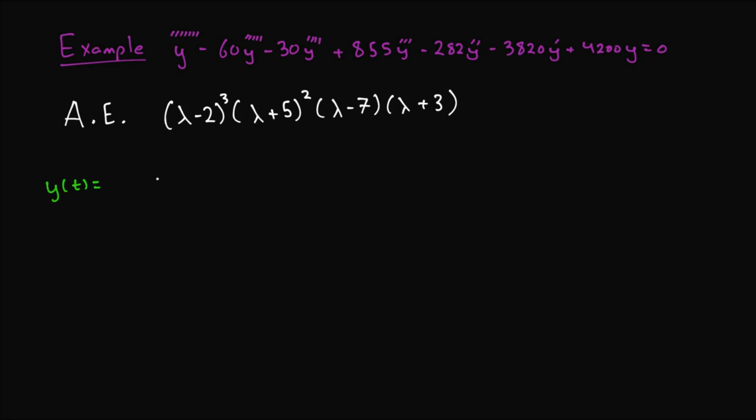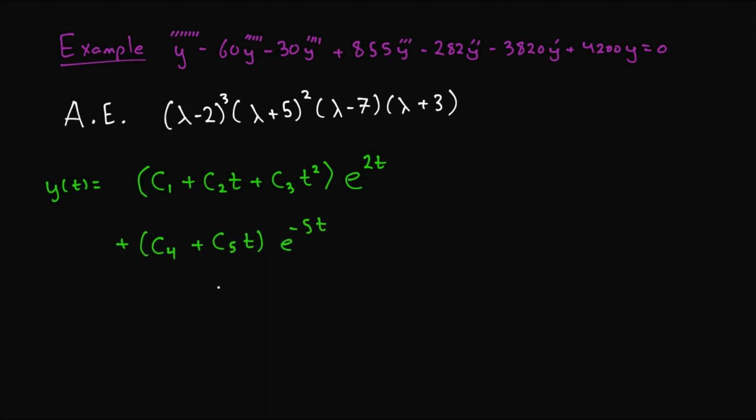So our solution is going to be y of t is equal to, let's look at the lambda minus 2 term. The multiplicity is 3, so we have c1 plus c2 t plus c3 t squared all times e to the 2t. That takes care of that part. Moving on to the lambda plus 5 term, it has multiplicity 2. So now we have c4 plus c5 times t, all times e to the negative 5t.